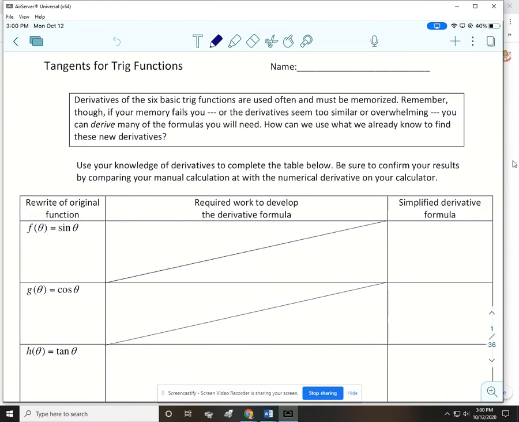All right, so I'm going to have you guys get started on this and then pause the video, finish this side, and then start the video and pick up on the other side.